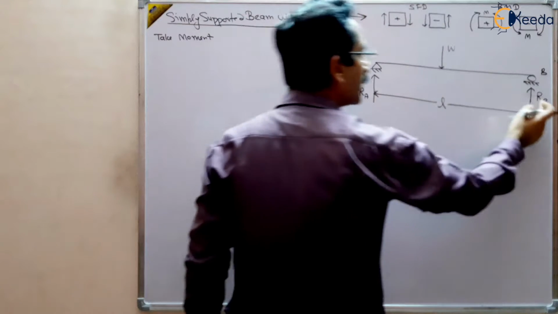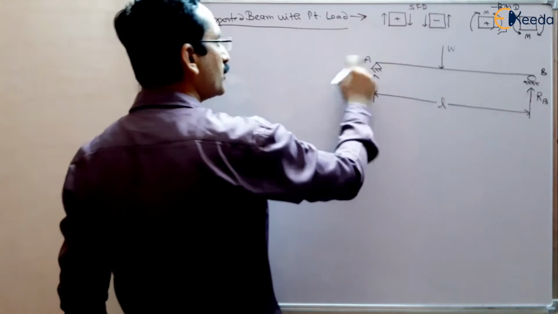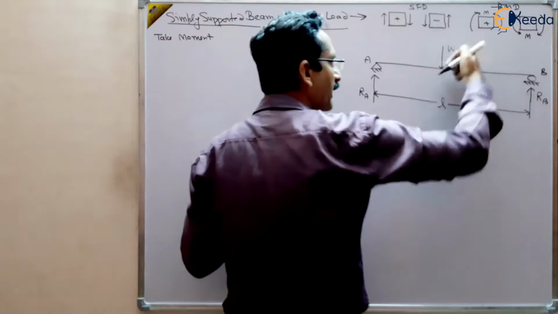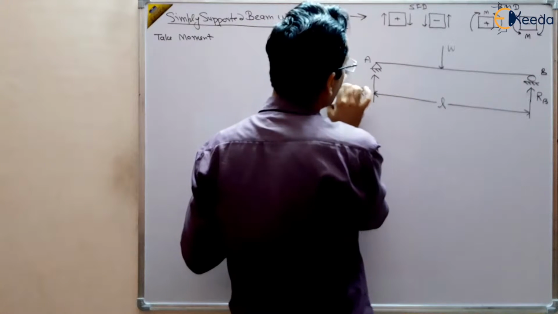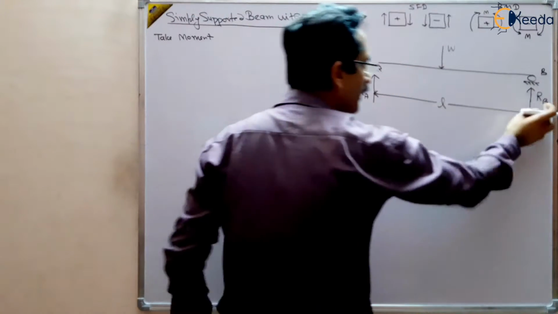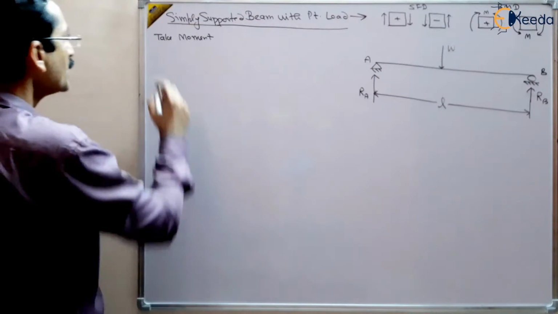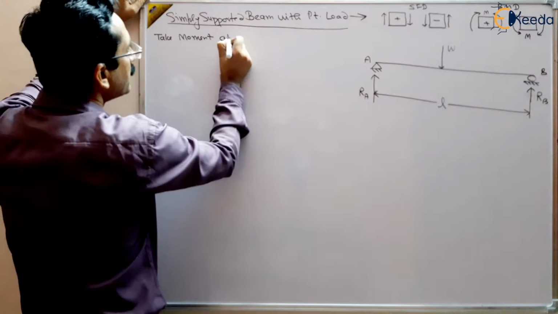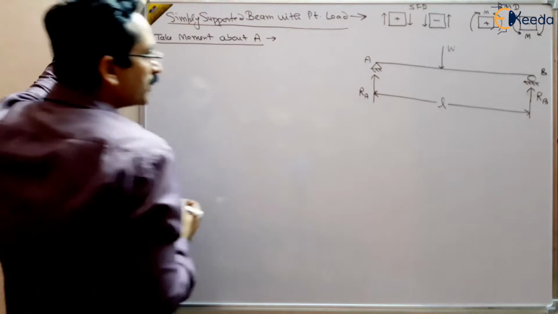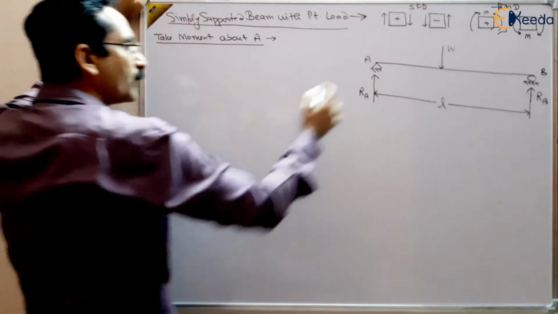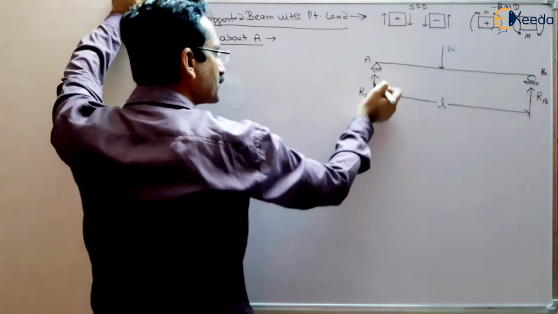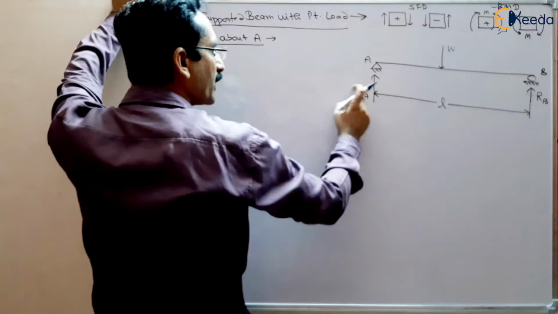RA and RB are the reactions, and there will be no horizontal reaction because the load is only vertical. If there had been an inclined or horizontal load, then there would be a horizontal reaction, but here only vertical reactions will be there, right? So we have to find RA and RB. Two unknowns are there, so take moments about A. The moment of all the forces should be 0 about the hinge point. RA passes through A, so its moment will be 0.